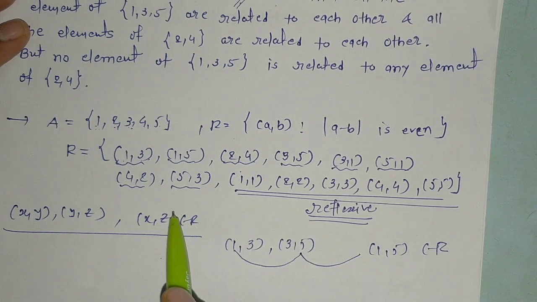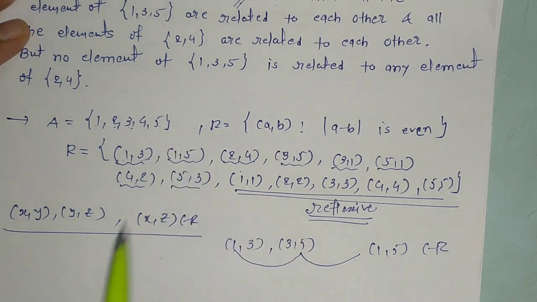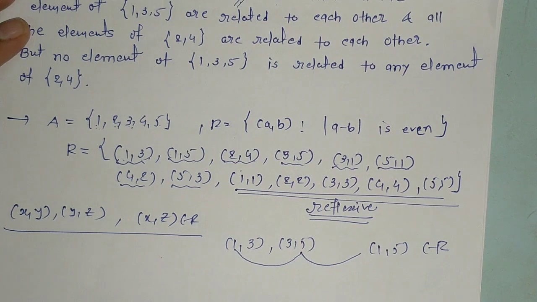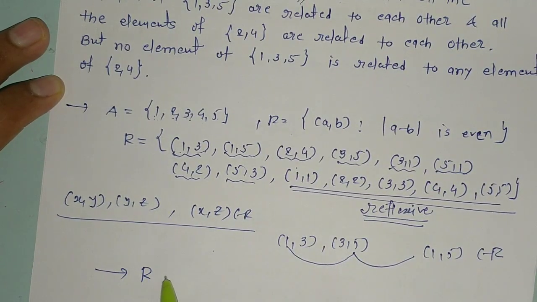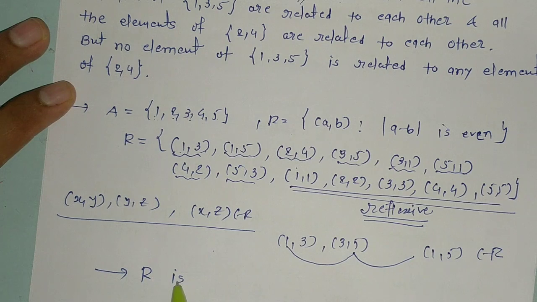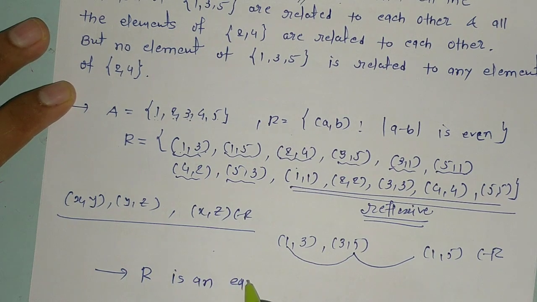Let's find 1 comma 5. Yes, 1 comma 5 is there. So you can take any two pairs regarding this condition and you will find the third pair, which proves this relation is transitive also. So this relation is an equivalence relation as it satisfies all the conditions of reflexivity, symmetricity and transitivity. R is an equivalence relation.